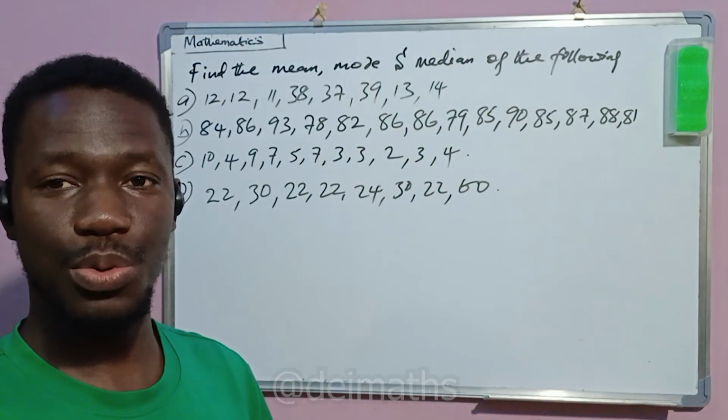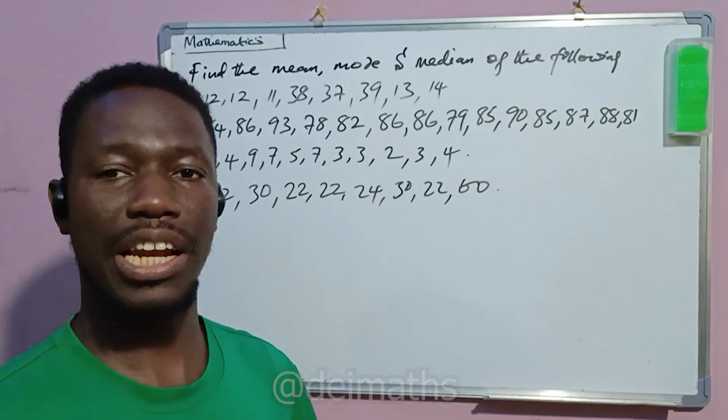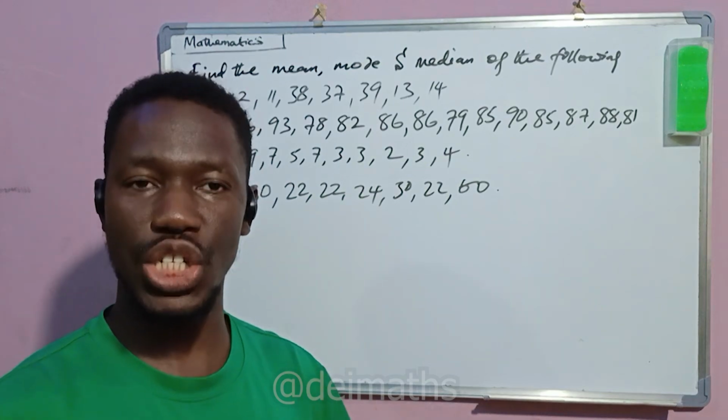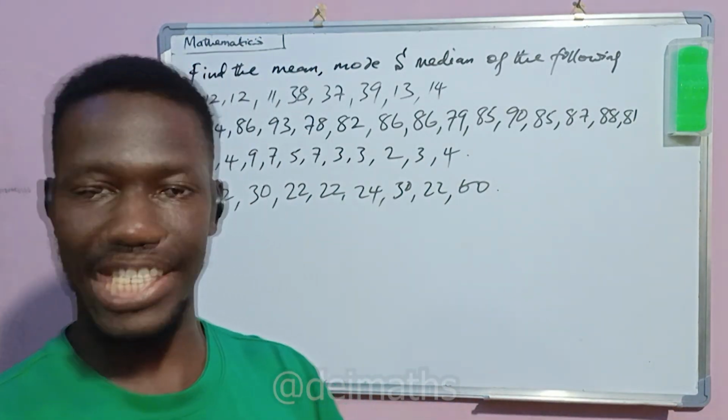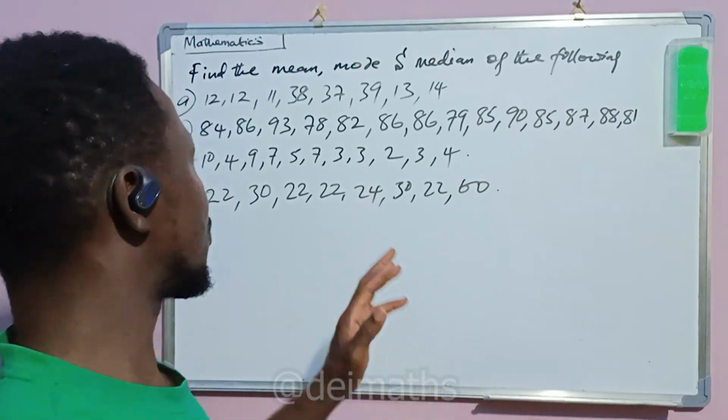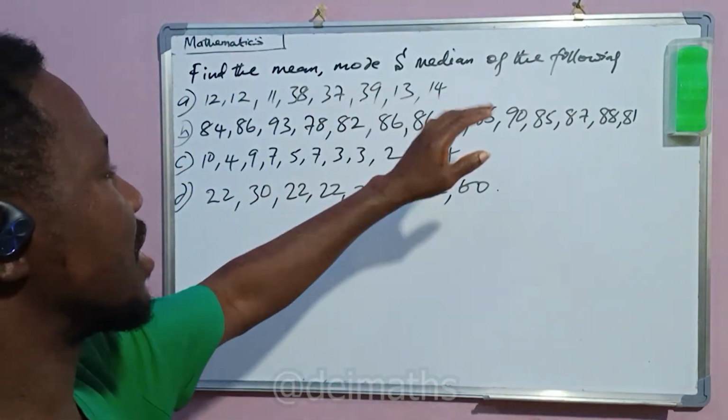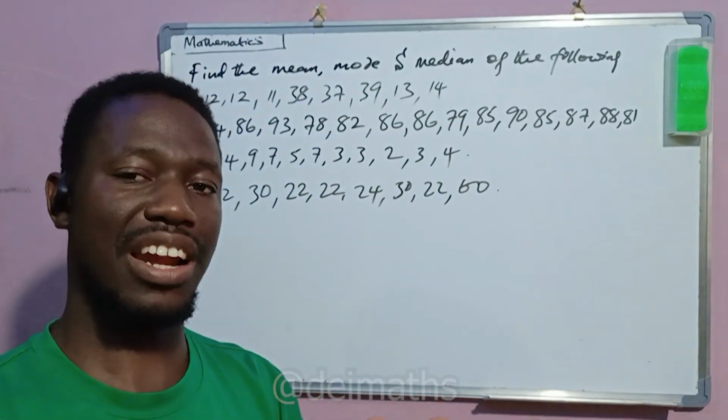The first thing you do when you are finding the mean, the mode, and the median is to arrange the numbers in either ascending or descending order. So now we are going to take these numbers and arrange them in ascending order.